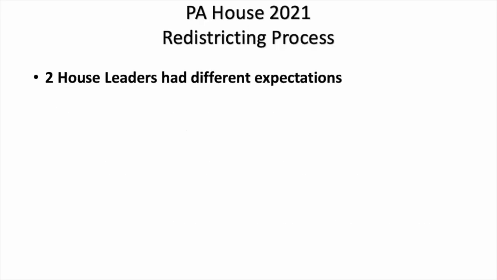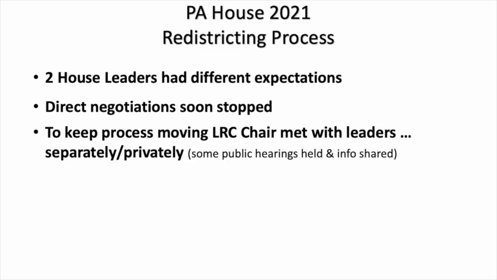During the last redistricting in 2021, House Speaker Joanna McClinton, a Democrat, and Senate Leader Kerry Benninghoff, a Republican, didn't talk to each other. As a result, direct negotiations soon stopped, and to keep things moving, the chair met with leaders separately. Since the chair met with each House leader separately, there was no quorum, which would have required public meetings. The commission staff ended up drawing a map that has resulted in a 102 Democrat, 101 Republican state house for the past 2 cycles.